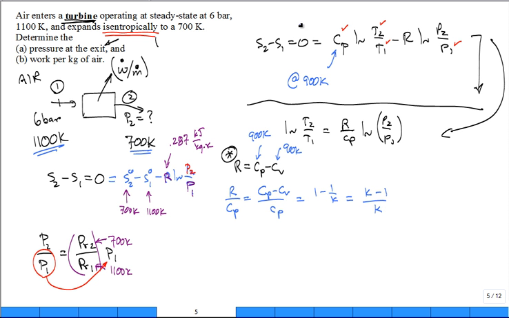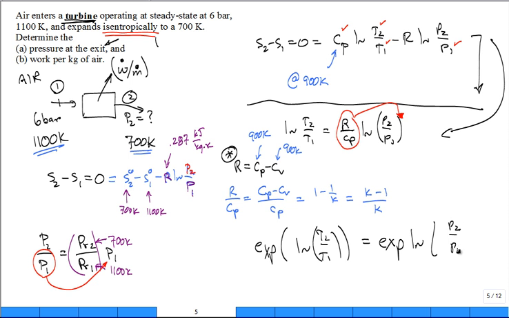All right, so now what I want to finally do is take this up and put it over here before I exponentiate that equation. When I exponentiate that equation, where I have the natural log of T2 over T1 equal to the natural log of P2 over P1 raised to the power K minus 1 over K, I finally get that T2 over T1 is equal to P2 over P1 to the K minus 1 over K.